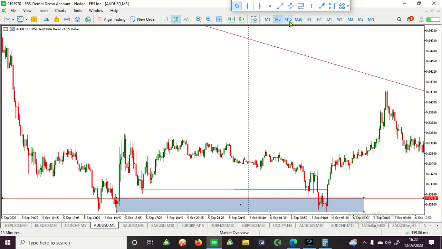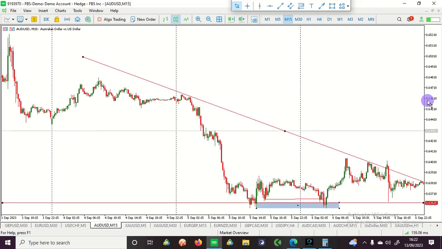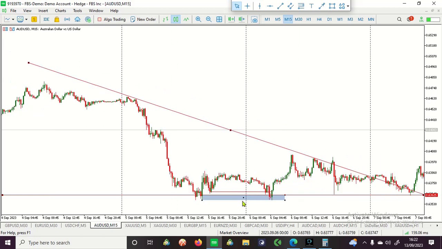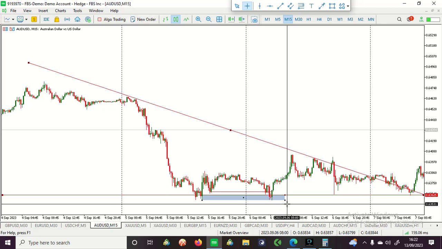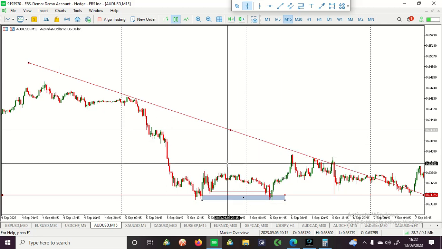Let me go back to 15 minutes so that we see what I want to do. Let me take this up a bit. So you can see from here, this is where I will enter this market. My stop loss should be below this zone, and our TP will just be here. Let me just say 1:3.